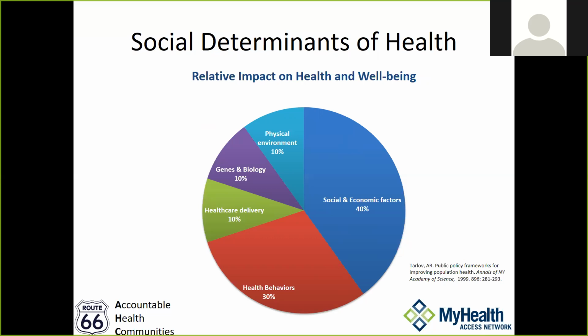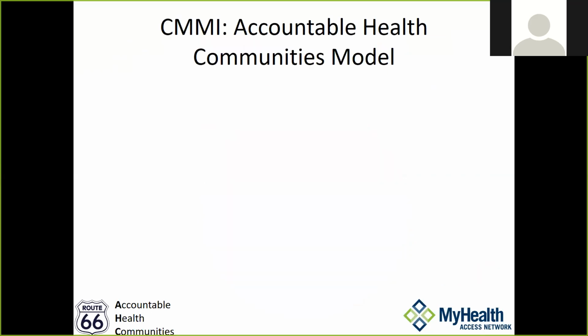But the social determinants of health, of course, are something that has been discussed for a while. This is a chart from 1999 that really highlights the fact that the healthcare delivery system, even if perfect, is not going to have as much impact on health and well-being as we might have hoped. And so getting into the social and economic factors and health behaviors is really where the game is, and some into the physical environment. I think we're all in agreement on this.